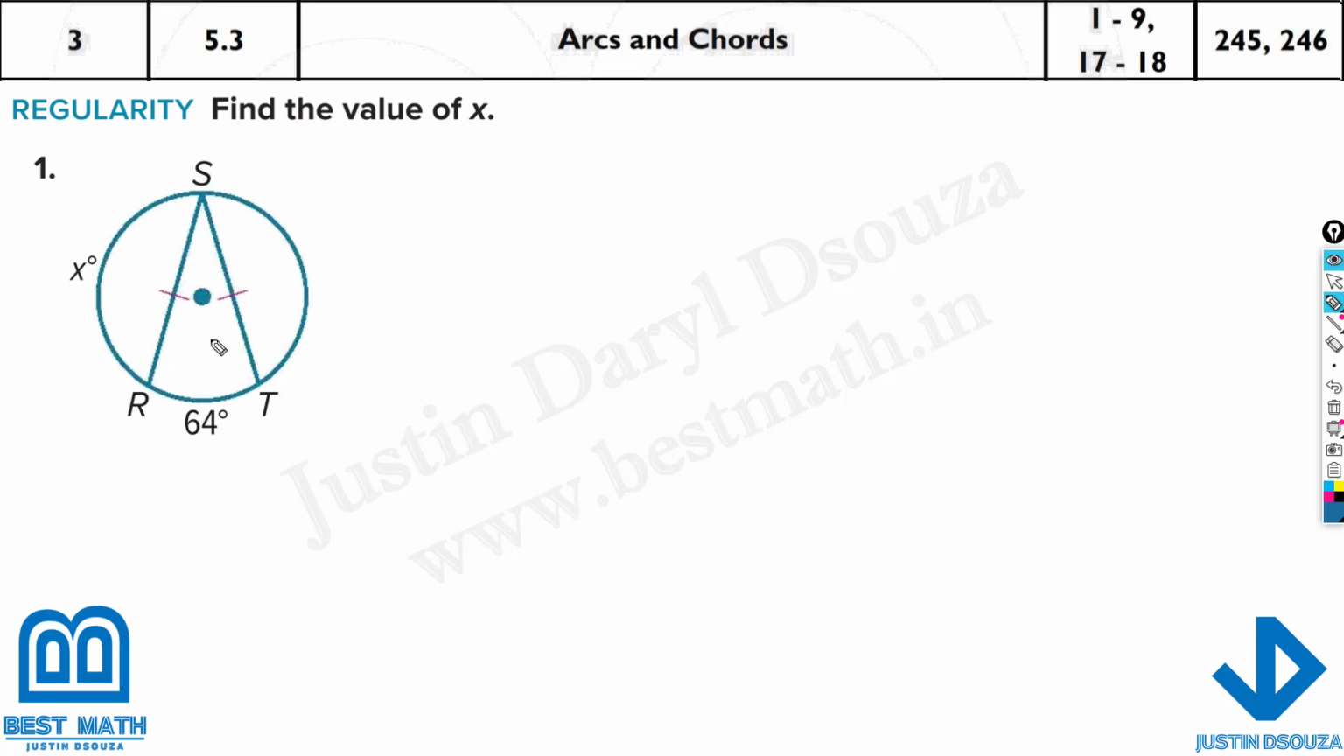Now we need to find x. We know the total circle is 360 degrees, right? But that is equal to what? If this is x, this is also x. We have x plus x plus 64 degrees. Just solve this up, you'll get the answer. And since it's the electronic part, I'll just use the calculator directly here.